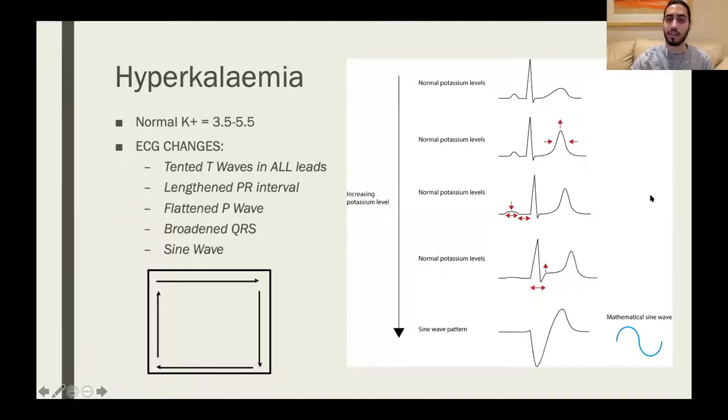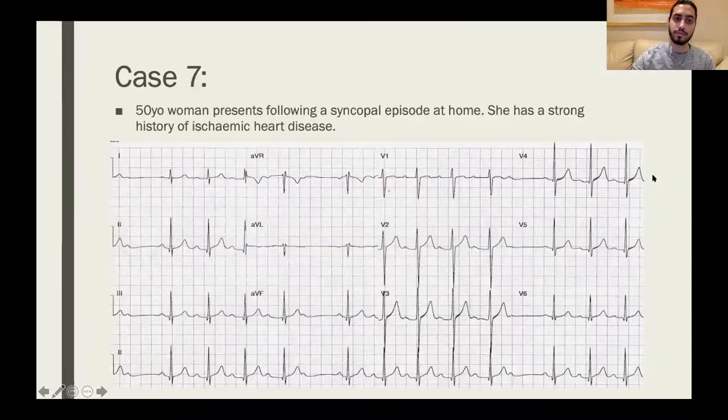So that's your hyperkalemia. Hypokalemia would be the opposite, and you'd actually get things called U waves as well, which you can see in hypokalemia, but those are less common, and you'd be severely hypokalemic to see a lot of ECG changes. Hyperkalemia is much more examinable, and it's much more common that you see changes like this in hospital.